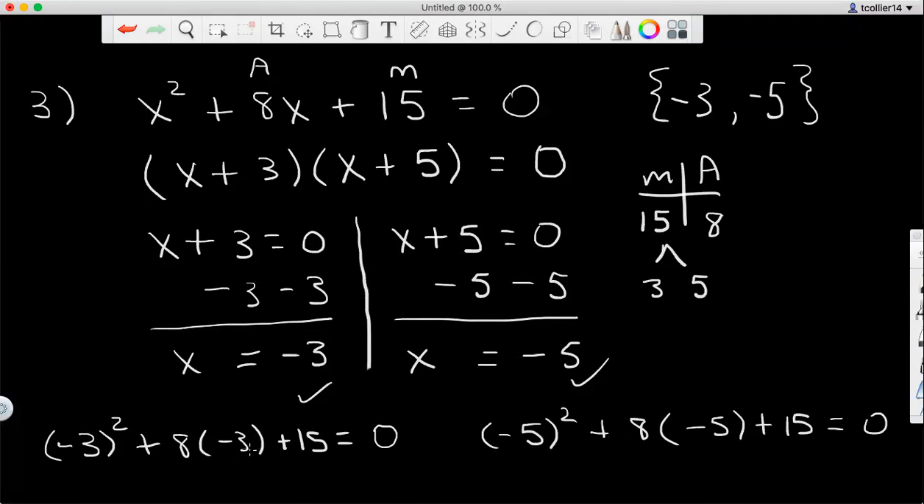Okay, so on the left side, I'm going to get a +9 minus 24 plus 15 equals 0. So then 9 minus 24, that's actually going to be -15. And then -15 plus a +15 is going to give me that 0 equals 0 that I want.